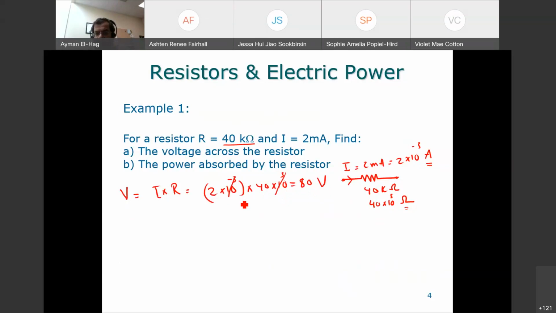Why? Because this is in amp, this is in ohm. So if this is amp and this is ohm, this will be volt. So it's very important to keep the units in this basic thing.